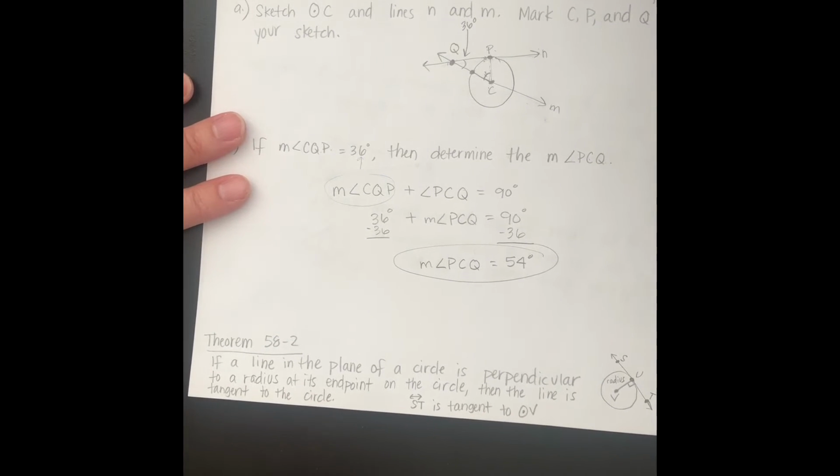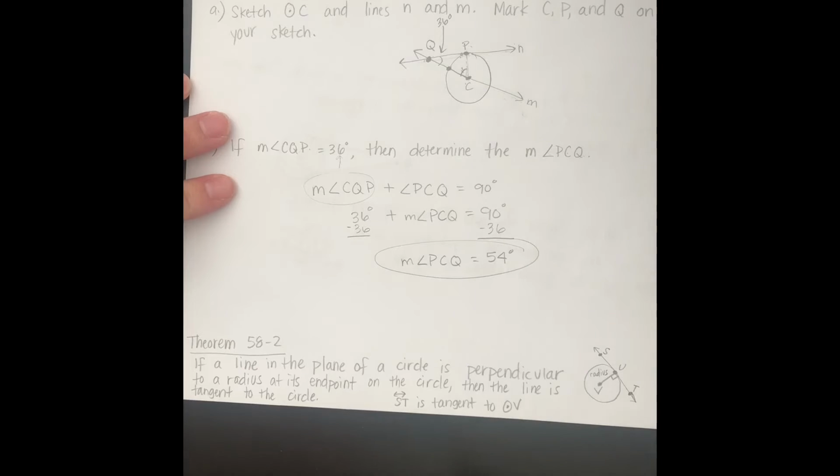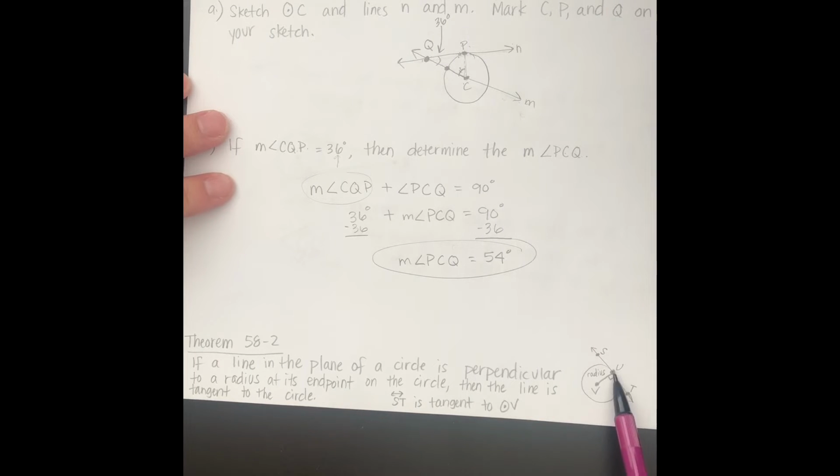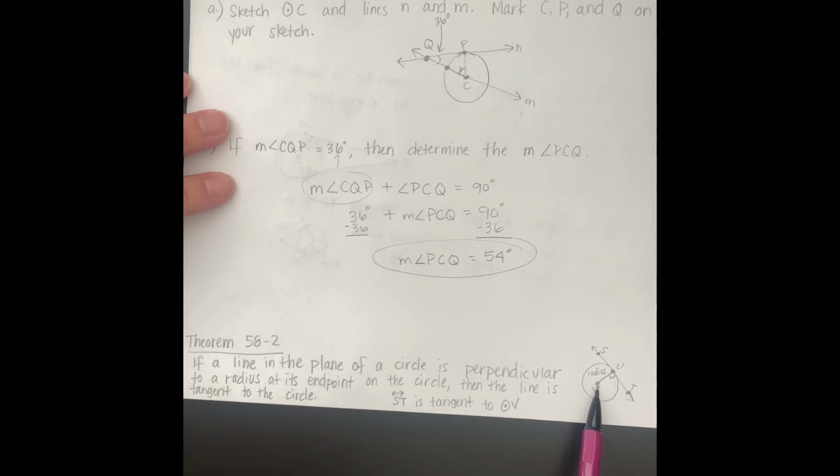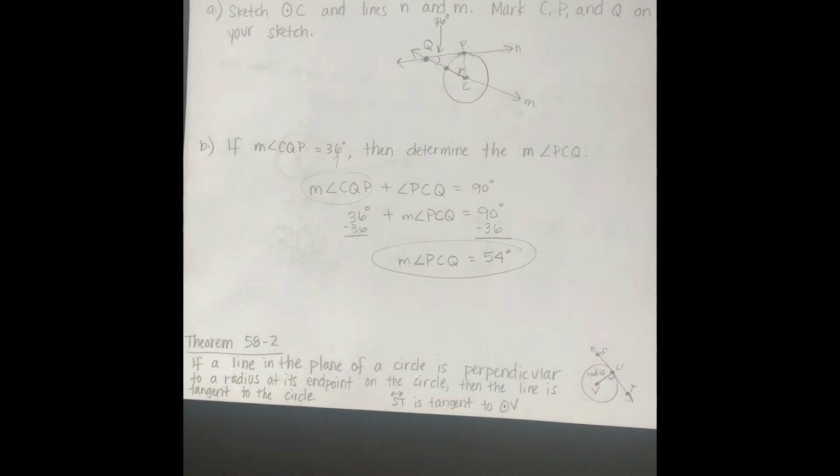Theorem 58-2. It says if a line in the plane of a circle is perpendicular to a radius at its end point on the circle, then the line is tangent to the circle. So here's a circle. If we have a line, in this case line ST, then this line is going to be perpendicular to the radius. Okay, this line ST is going to be tangent to circle V.